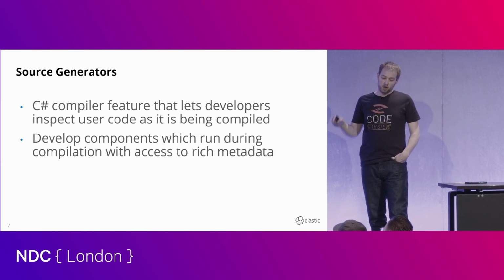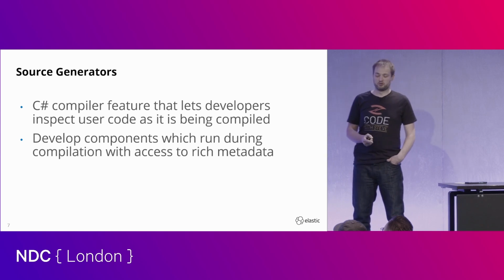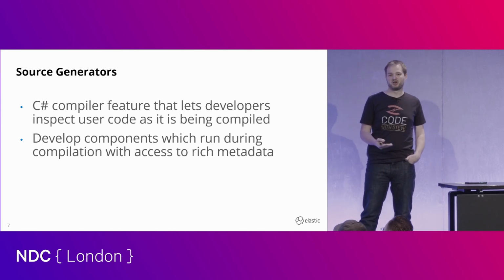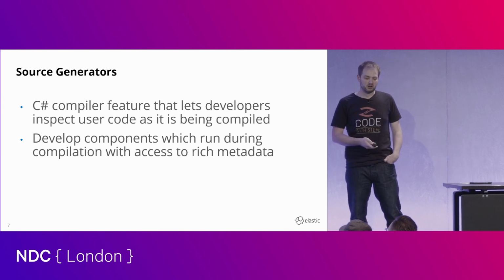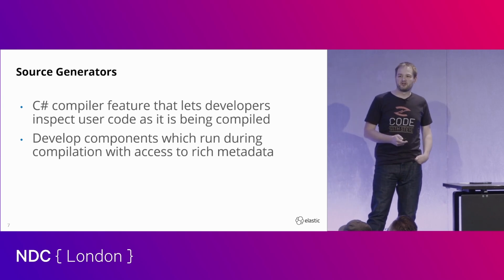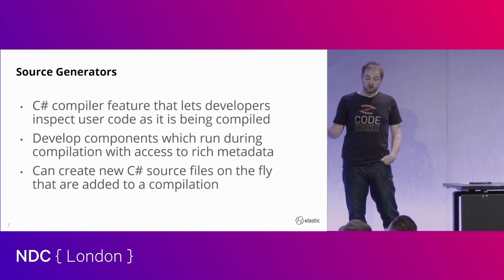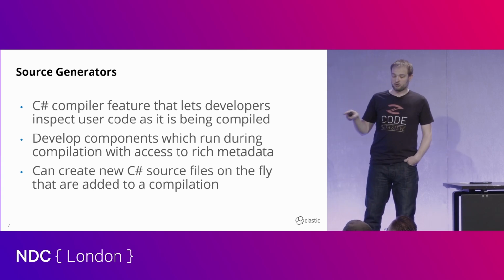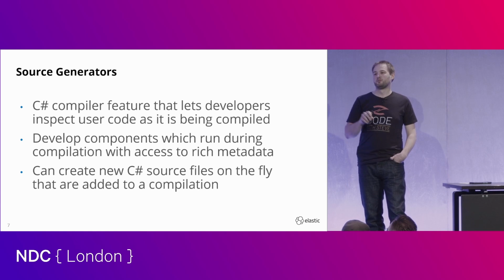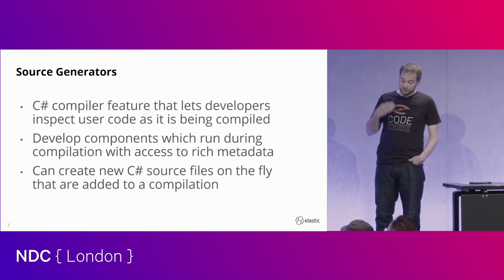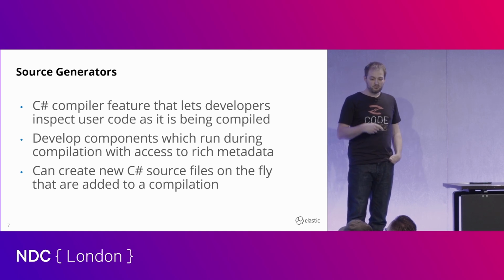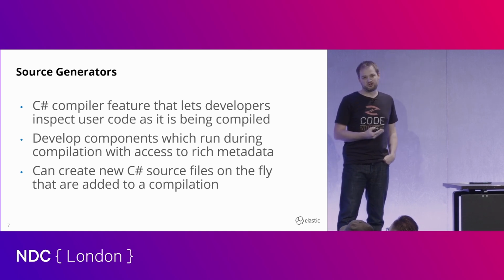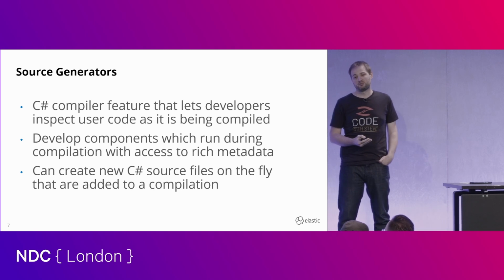Well, you can develop components that run during that compilation of your code to access the rich metadata about the code, the syntactical structure of the code and some of the semantic meaning. Again, you may still be thinking, okay, I don't care. You can create new C# source files at this point, so you can create them on the fly and add them to the compilation. And if you're still searching for reasons for it, let me give you a couple of examples. Where these are typically useful is reducing boilerplate code in applications.